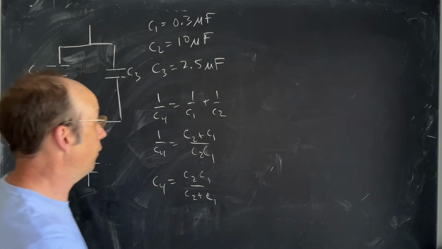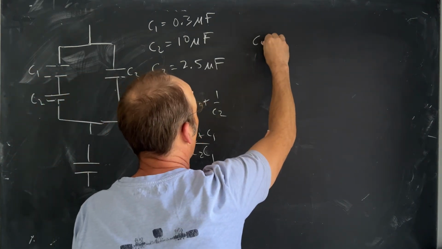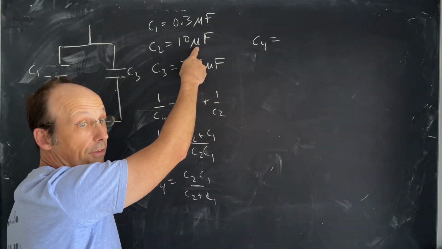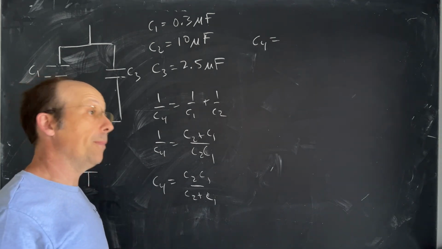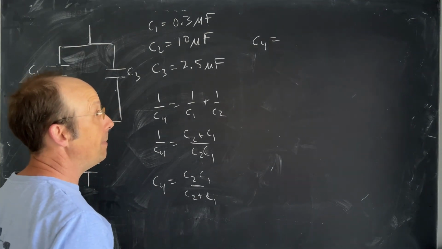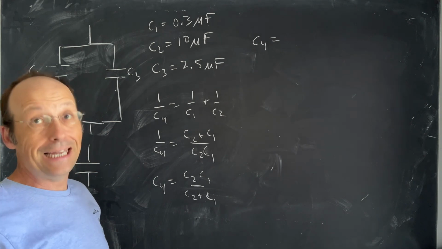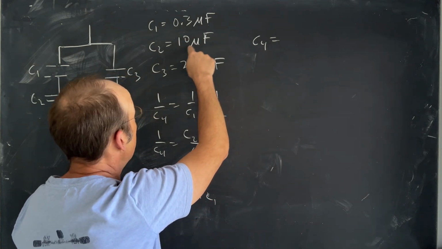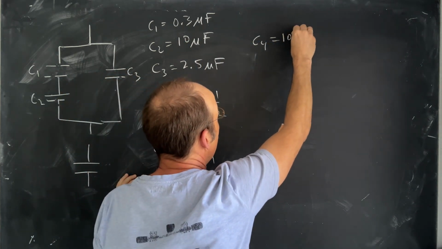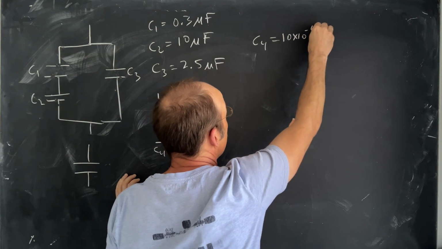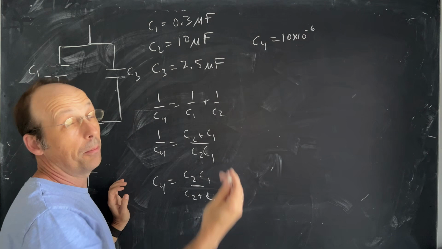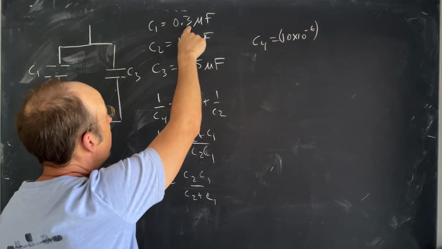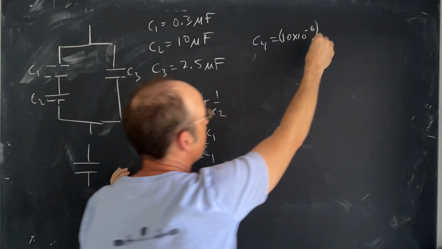Now let's go ahead and put in our values. C4 is equal to C2, which is 10. Now this is a symbol that we see a lot. This is the Greek letter mu. It's the same mu as for the coefficient of friction, and it means micro. It means 10 to the negative 6. So C2 is 10 times 10 to the negative 6, which is 10 to the negative 5, but I'm just writing how they wrote it. And then I have C1 is 0.3 times 10 to the negative 6.